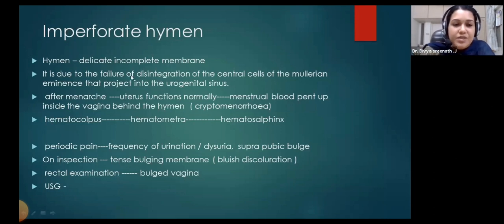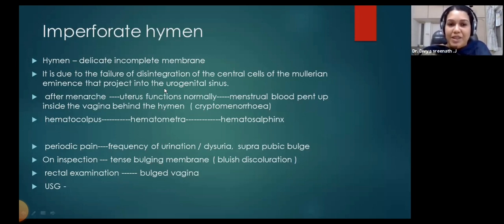This imperforate hymen is caused by the failure of disintegration of the Mullerian duct as well as the urogenital sinus. The two Mullerian ducts join together to form the fallopian tube, uterus, and the upper portion of the vagina. From the lower portion, the urogenital sinus develops. It contributes to the lower portion of the vagina and the hymen. So if there is a defect in the disintegration of the central cells, it may lead to an imperforate hymen.